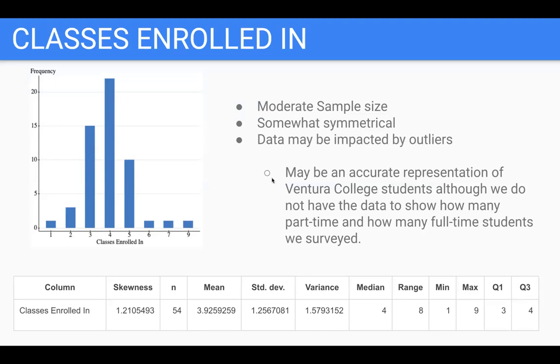I do believe that this is an accurate representation, although we weren't really able to show how many students we surveyed that were part-time versus full-time. We can go through this and break down what part-time is. So maybe it's 3 classes or 4 classes, and full-time is 5 or more. So we can break down like that. But overall, the data was pretty evenly distributed.